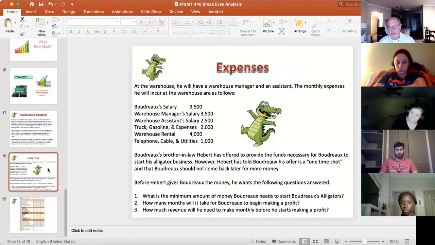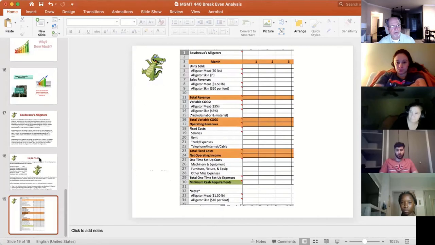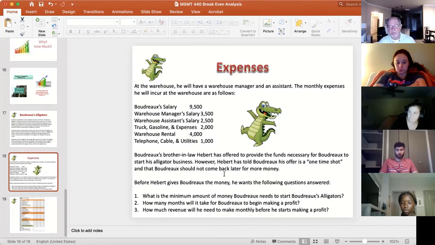Now, Boudreaux's brother-in-law, Hebert, is going to offer to provide the funds. But he says, a one-shot deal, Boudreaux, don't come back. Tell me what you need. So the question would be, what's the minimum amount Boudreaux needs to get to break even? How many months will it take for him to make a profit?